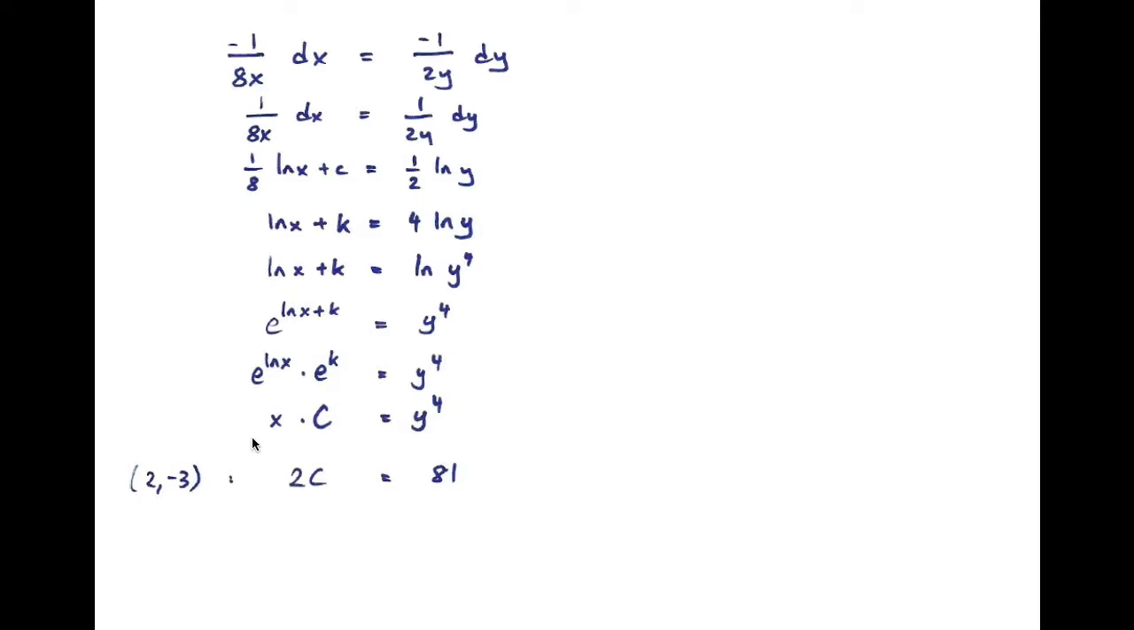At this point, we're going to use the initial value. We know that the heat particle starts at the point (2, -3), so x equals 2, y equals -3, and we find that the value of c is 81/2. Therefore, if I substitute this value in the equation above, I find x equals 2/81 times y to the power of 4. This is the position function of this heat-seeking particle. So this is all you need to write.